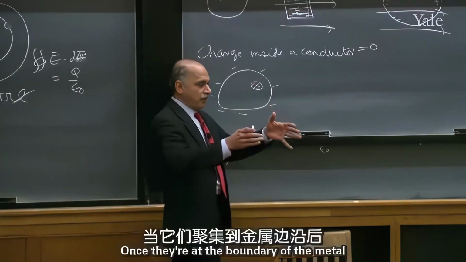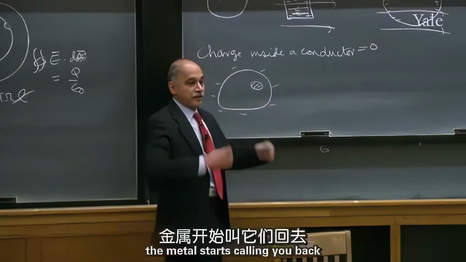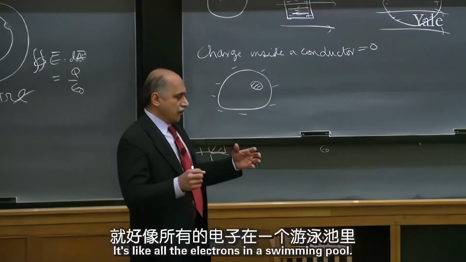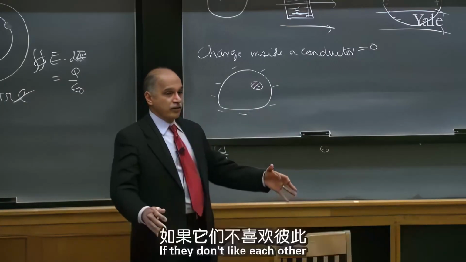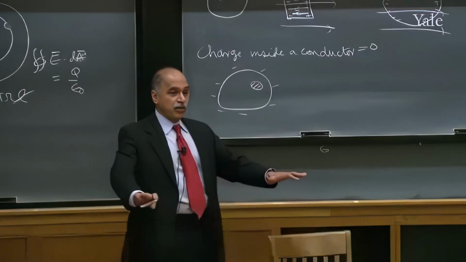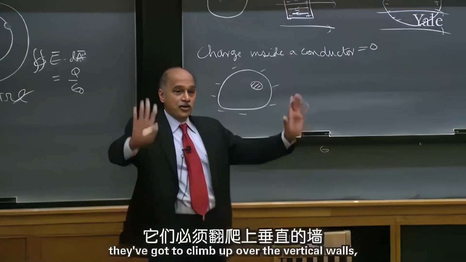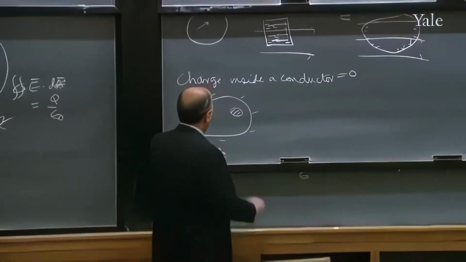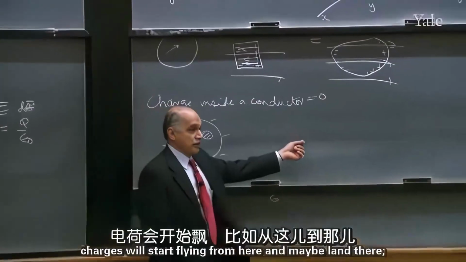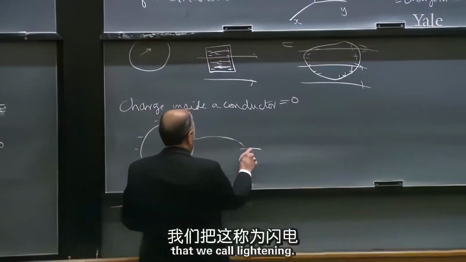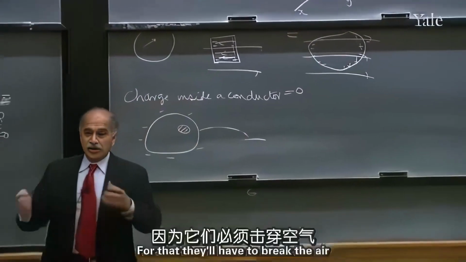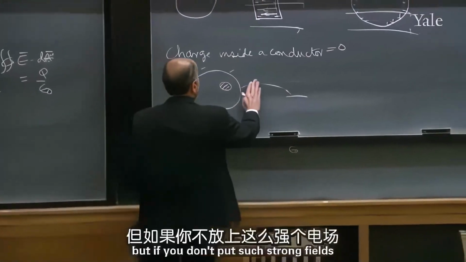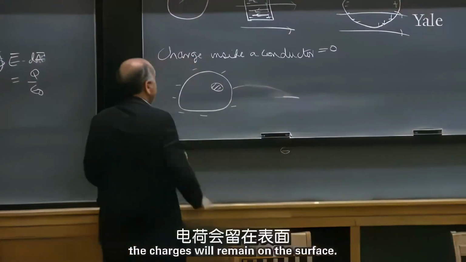Once you're at the boundary of the metal, it starts calling you back. Because there is something called the work function. It's like all the electrons are in a swimming pool. If they don't like each other, they can go to the edge of the pool, but to leave the pool, they got to climb up over the vertical walls. They cannot scale the walls. If you pull them hard enough, they will. If you put enough charges, charges will start flying from here and maybe land there. That would be called lightning. For that, they'll have to break the air and produce a conducting path. But if you don't put such strong fields, the charges will remain on the surface.